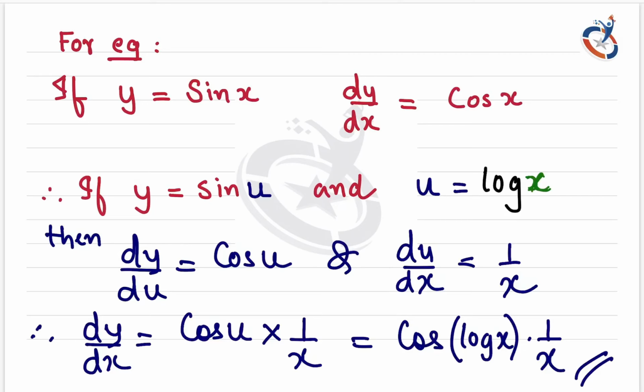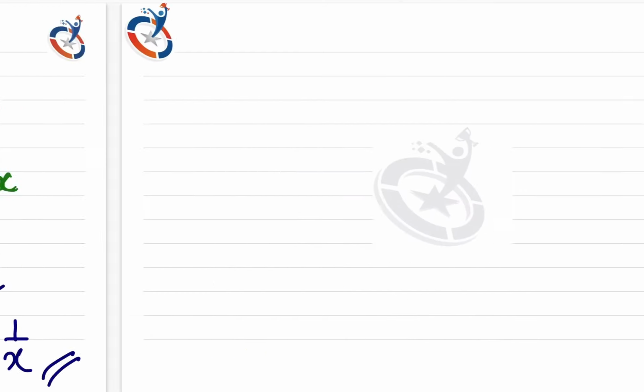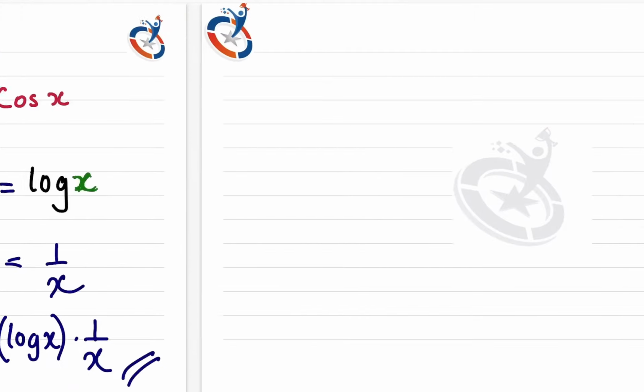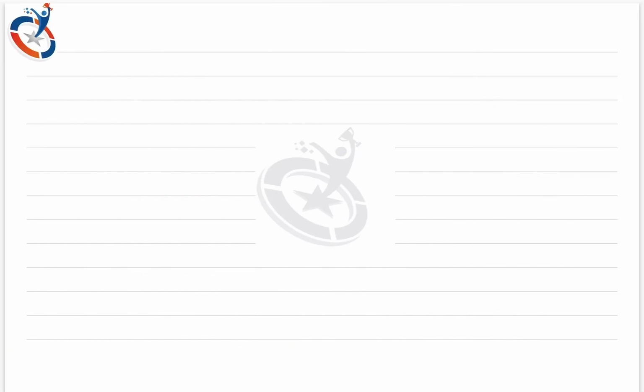Clear? So here we use that chain rule, but we can solve the sums directly if you understand the composite rule in this form. We'll take one more example first and then explain it to you.